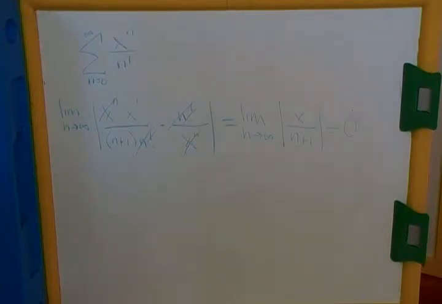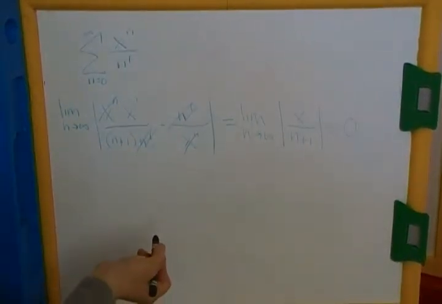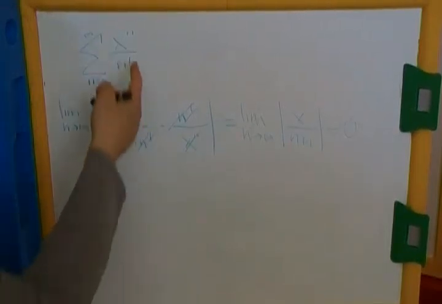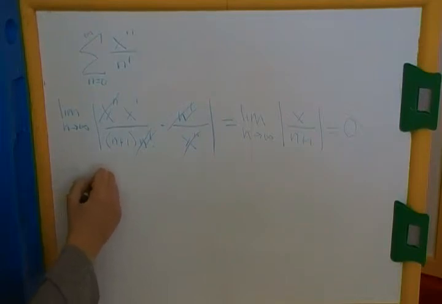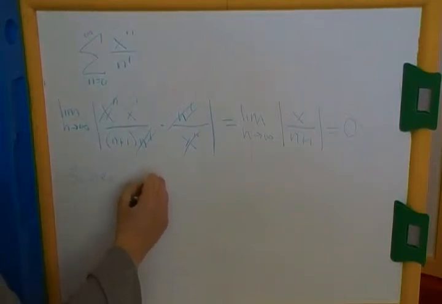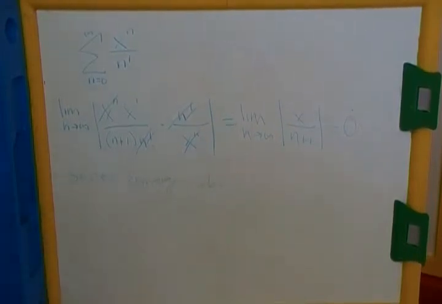So what does that mean? Well, remember, always go back to what test you're doing. You're doing ratio test, and ratio test says if our answer is less than 1, which it is, then our series converges absolutely. This series converges absolutely. Period. It's like the non-power series problems, right? It's the same thing. This series converges absolutely.